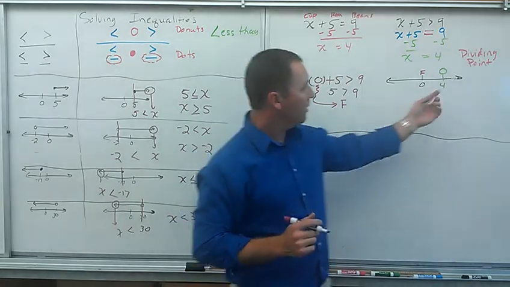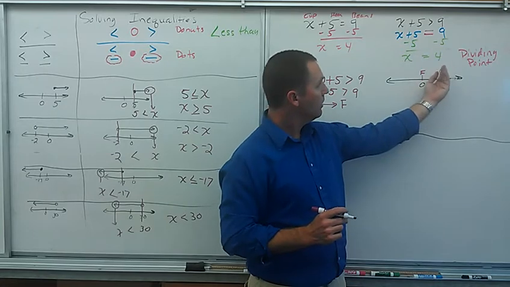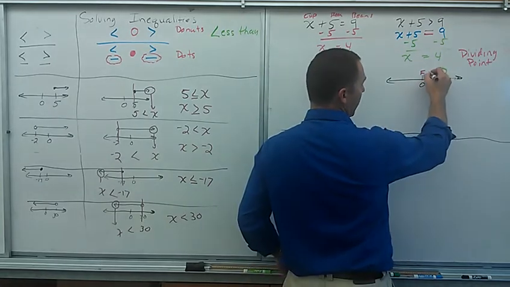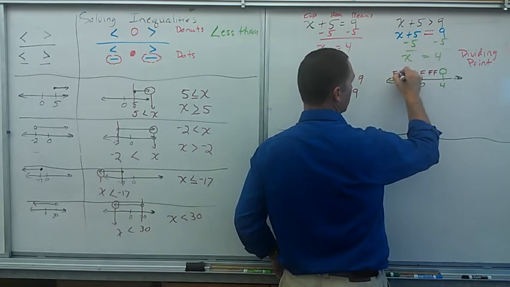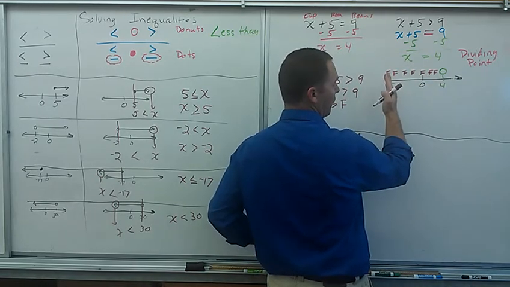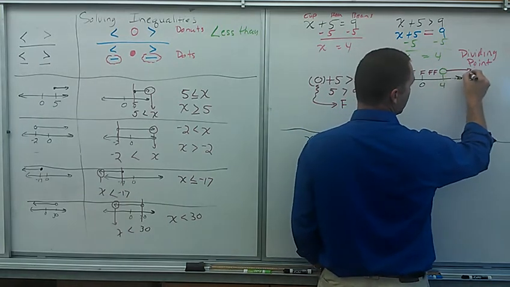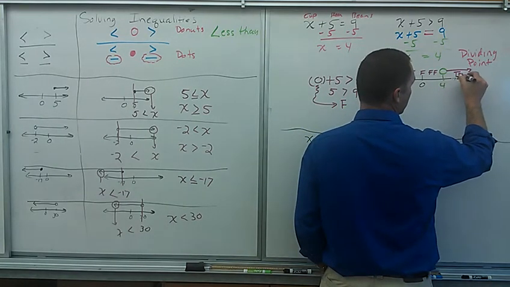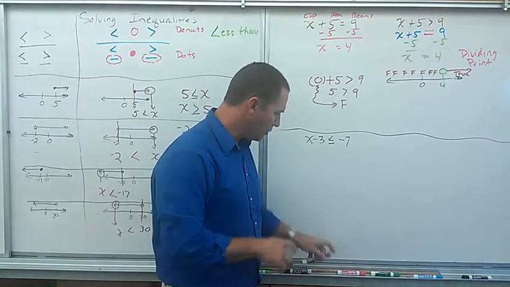And what we figured out is our dividing point divides true answers from false answers. So if this side is false, that means everything on this side is false. All of these numbers over here are false. If all of these numbers are false, that means these numbers are true. So one side is going to be false, the opposite side is going to be true.